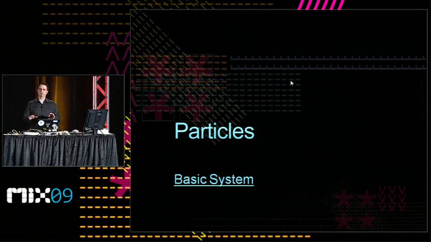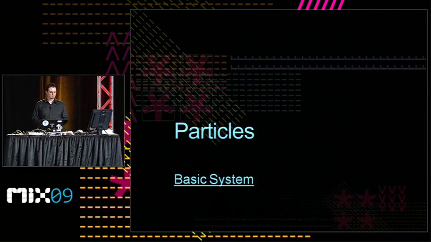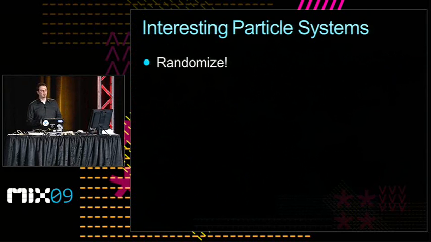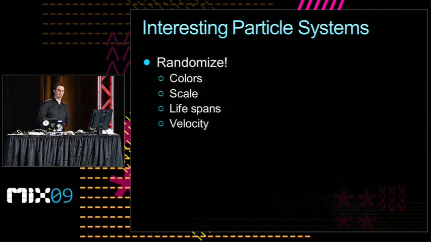I'm sure many of you are sitting there going, how am I going to apply this? And I'll show you a couple more examples in a minute. One of the things you want to keep in mind when you're creating particle systems is ways that you can make particle systems useful and interesting for the end user. So how do we make interesting particle systems? The first thing we could do is randomize. You can see this in the application I just showed you. I had randomized colors, scale, lifespans, velocity, and also the opacity, even though that's not on my list here.